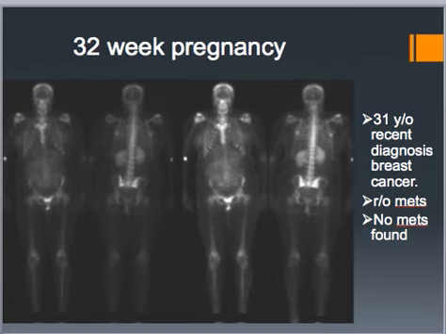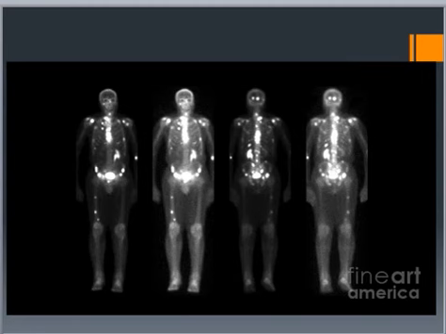This patient is actually 32 weeks pregnant. She had a bone scan. So she was diagnosed with breast cancer at 31 years old, and they wanted to rule out Mets. So they wanted to see if the cancer had metastasized anywhere else. So this bone scan was actually negative, and they did not find any Mets. And unfortunately, this patient was not so lucky.